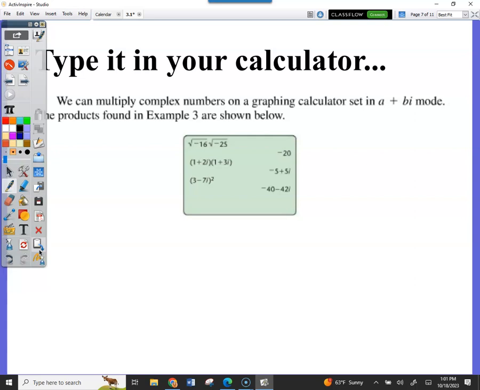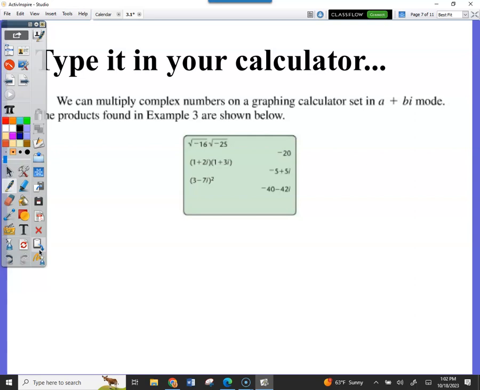Please scroll down to where it says real. Notice to the right it says a plus bi. Hit enter. Then hit clear to get out. Now you can do it. Now your calculator will answer in complex number form.